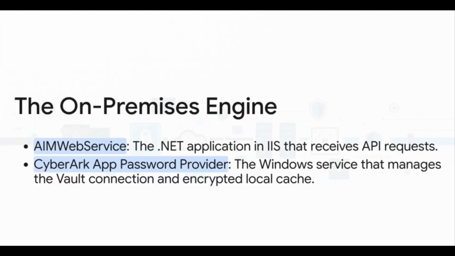If we zoom in on the CCP server itself, there are two key pieces working in tandem. First, you've got the AIM web service. That's the public face, the API endpoint running in IIS that your applications actually talk to. But the real intelligence, all the heavy lifting, is done by the CyberArk Application Password Provider. That's the background Windows service that manages the secure connection to the cloud, maintains that encrypted local cache, and makes sure all the secrets are synced up.